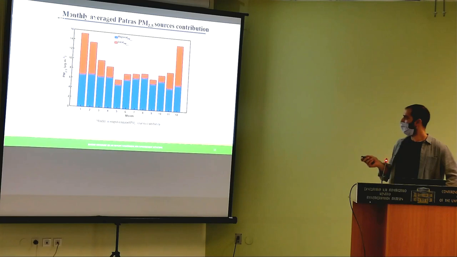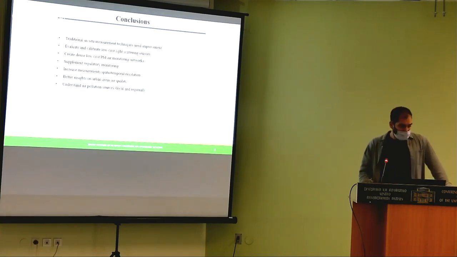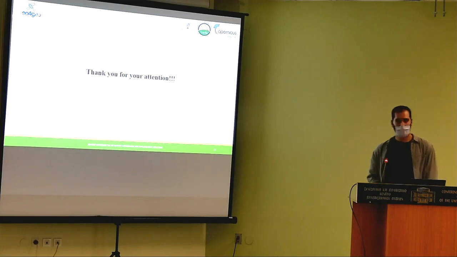On the other hand, the local emissions show seasonal variation, with the lowest concentrations during the summertime and increased concentrations during the cold period. So, to conclude, we show the capabilities that low-cost sensors offer for PM measurements. They provide valuable information about the air quality in urban environments, and they can create dense networks with high spatial and temporal resolution that can stand as standalone networks or even supplement the existing ones. Thank you very much.